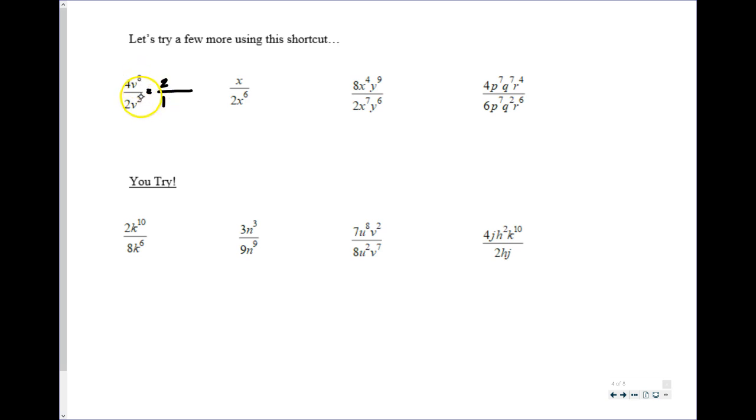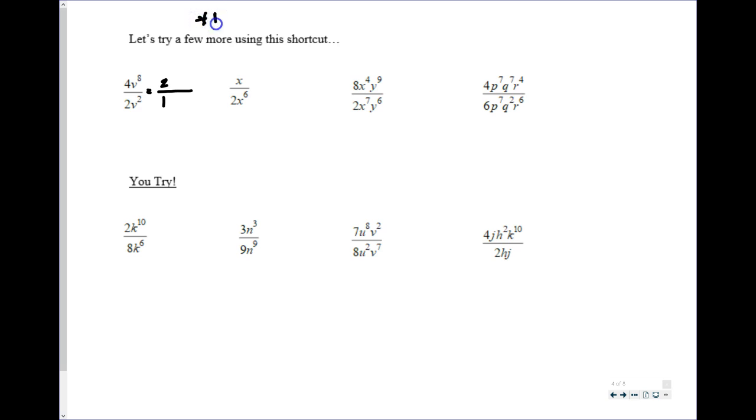I subtract 8 over 2. So 8 minus 2 is 6. But does the 6 go here or does the 6 go here? And my rule is that you put the letter wherever the bigger exponent is.